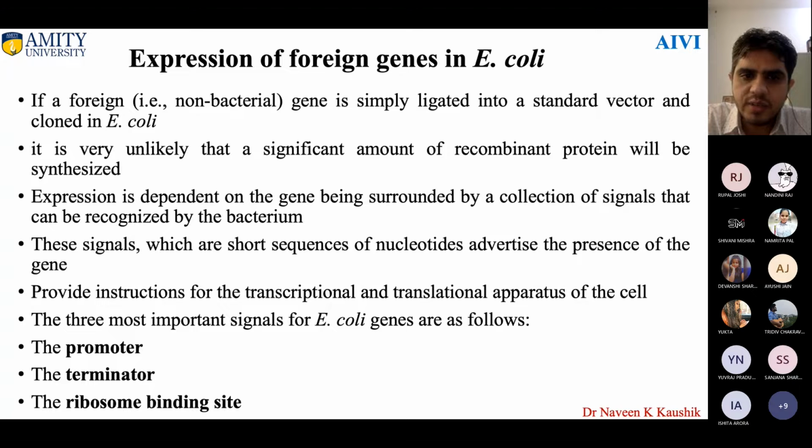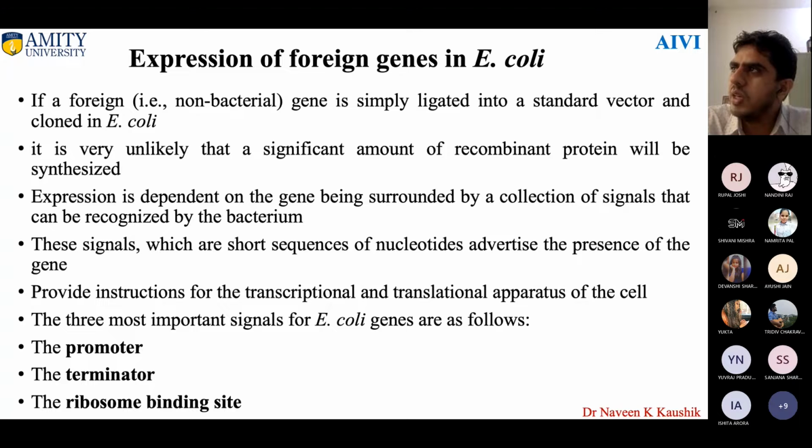When it starts the transcription, you need an end point where the transcription should stop. That's called the terminator. Then, on the mRNA that you are going to form, you also need one more site, called the ribosome binding site. The ribosome binding site is going to determine whether translation should occur after the transcription or not. So these are the things that you need with your gene.